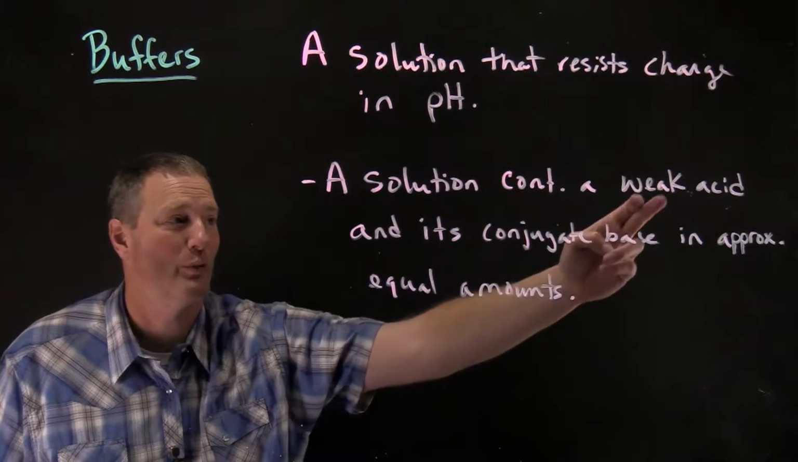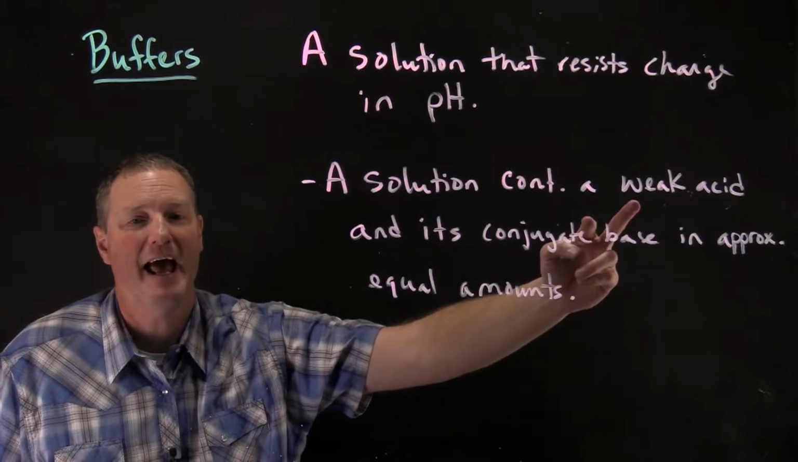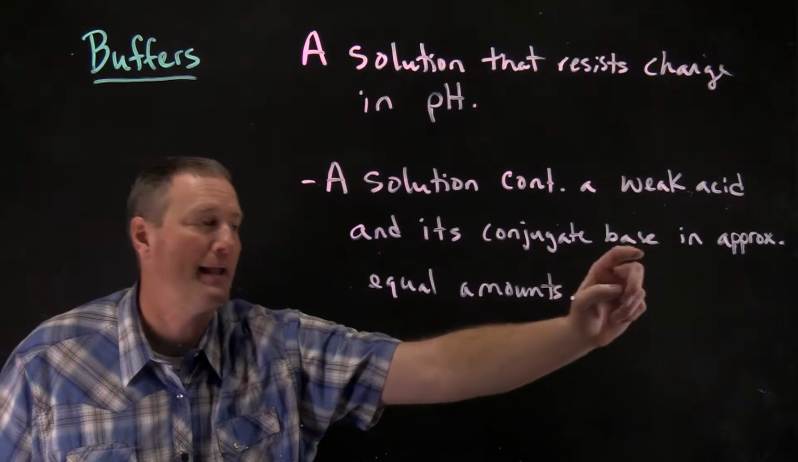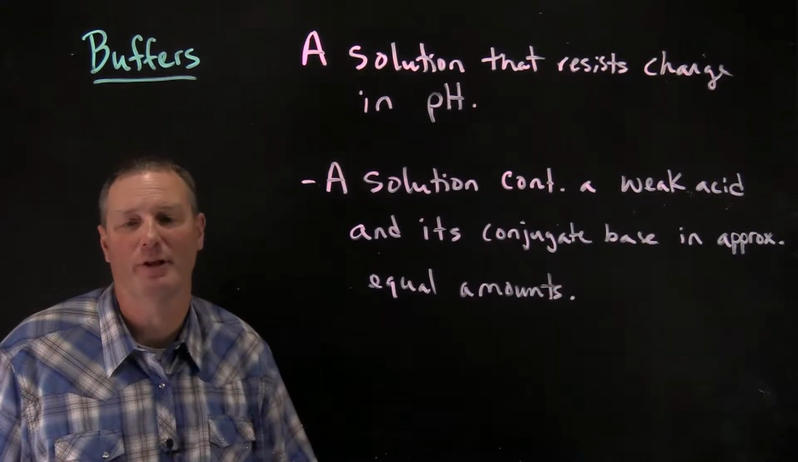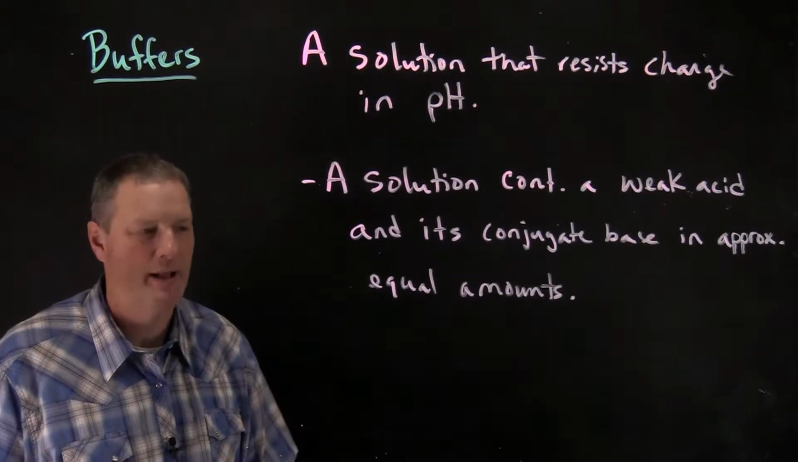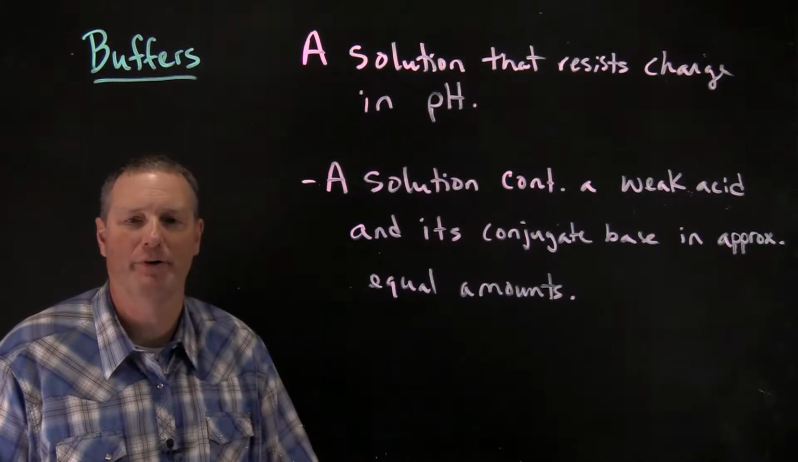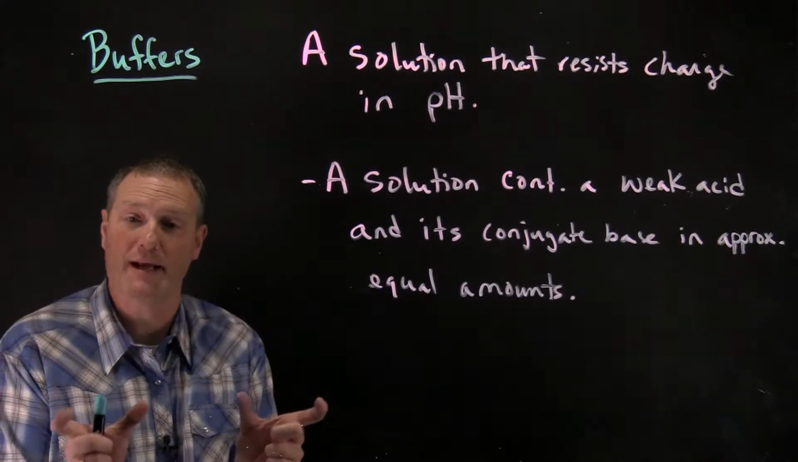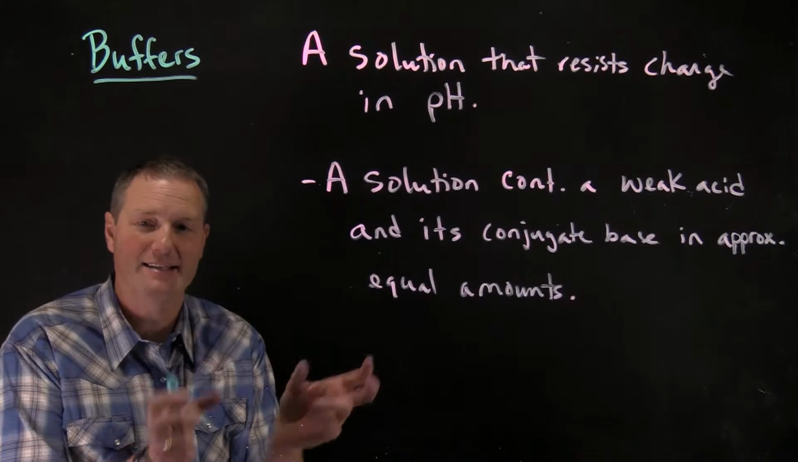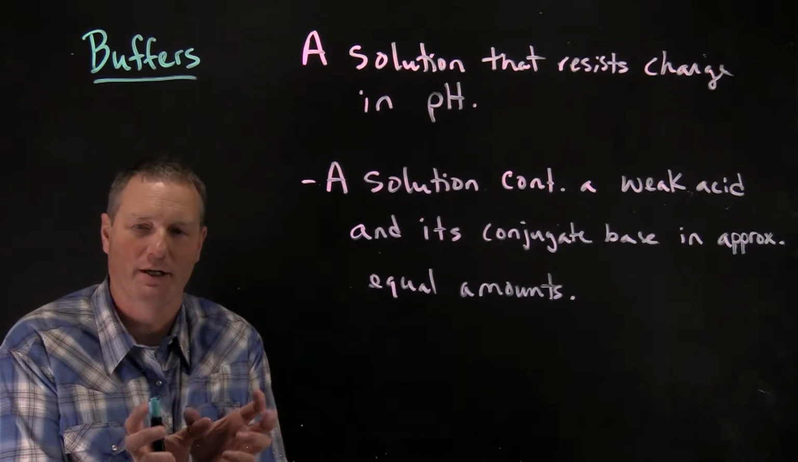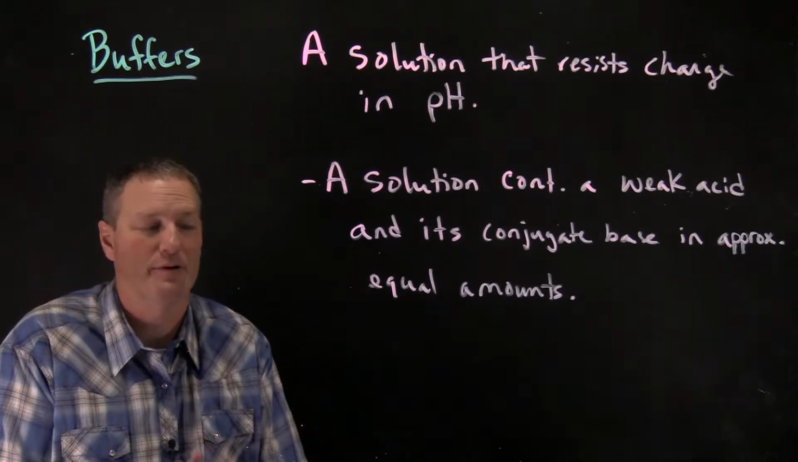That's really important. The weak acid and the conjugate base have to be related, and they have to be in approximately equal amounts in the solution. So a way you could make up a buffer is to basically mix equal amounts of a weak acid and its conjugate base in water, and that's going to now be a buffer solution.